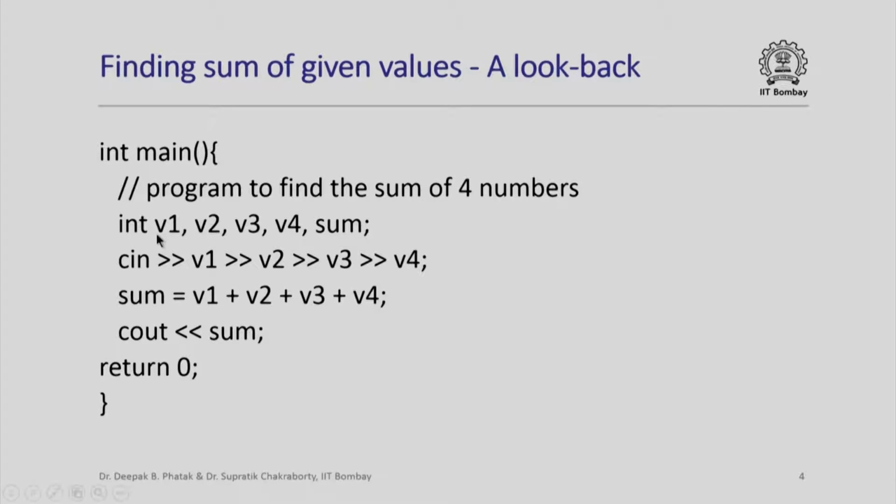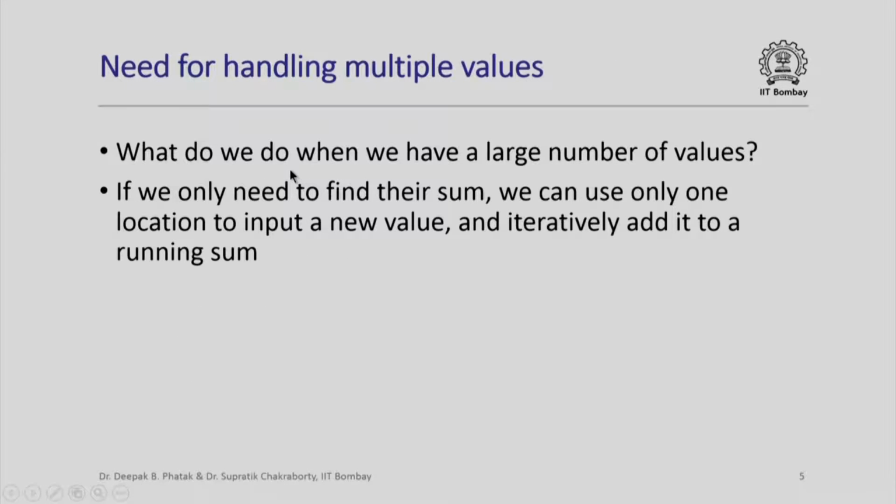We just have V1, V2, V3, V4 as 4 integer variables, and a variable for sum. We input the values of all 4 variables. We calculate sum equal to V1 plus V2 plus V3 plus V4 and output this sum. This is a simple program, except that the question is, what do we do when we have a large number of values? If we only need to find their sum, well, we can use only one location and keep on adding the new input value into that sum iteratively. In this case, we require only one location.